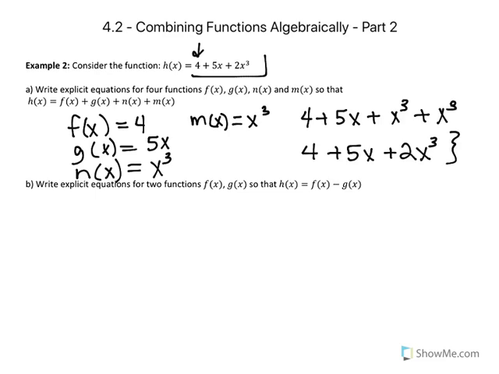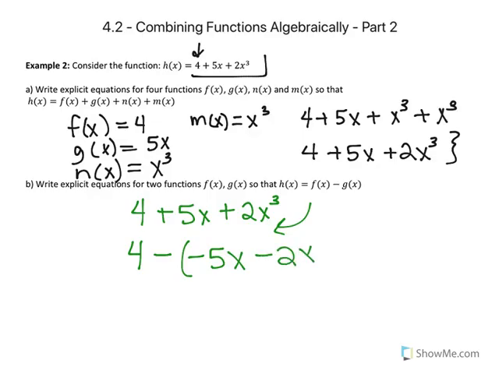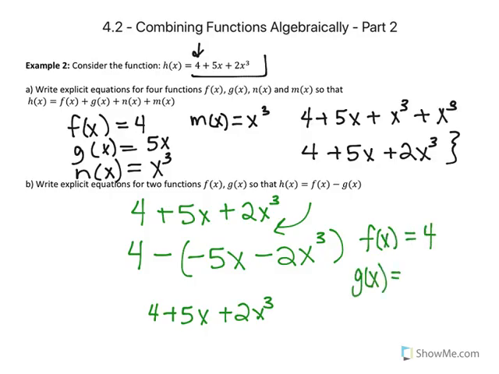Okay, f of x subtract g of x. So we only have two functions. So we have 4 plus 5x plus 2x cubed. If I say I want to do 4 subtract something to make this, I'm just going to switch all my signs. So if I have 4 subtract negative 5x minus 2x cubed, I would be left with 4 plus 5x plus 2x cubed. So I'm going to say f of x is equal to 4, and g of x is equal to negative 5x minus 2x cubed.